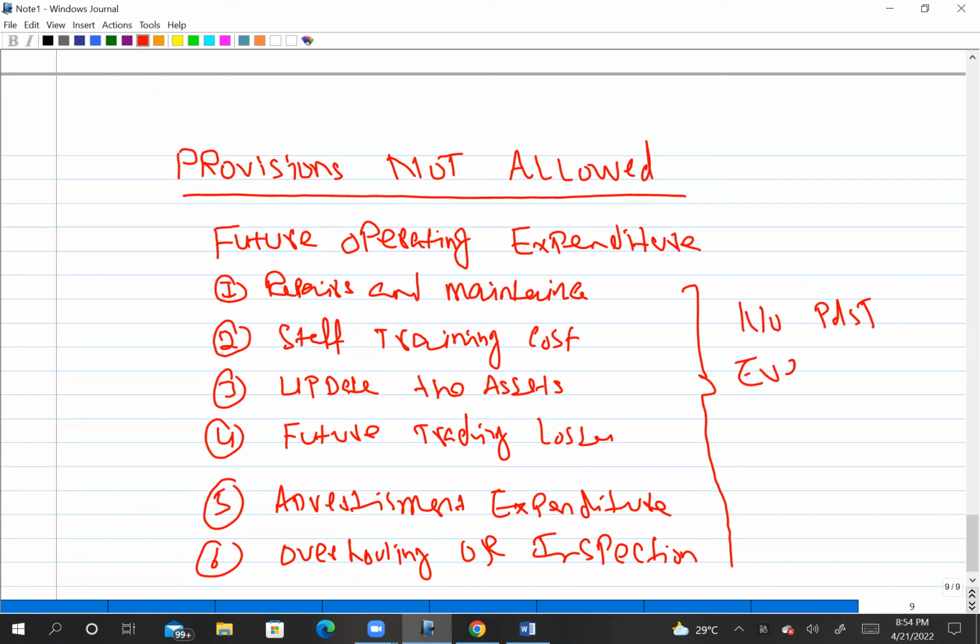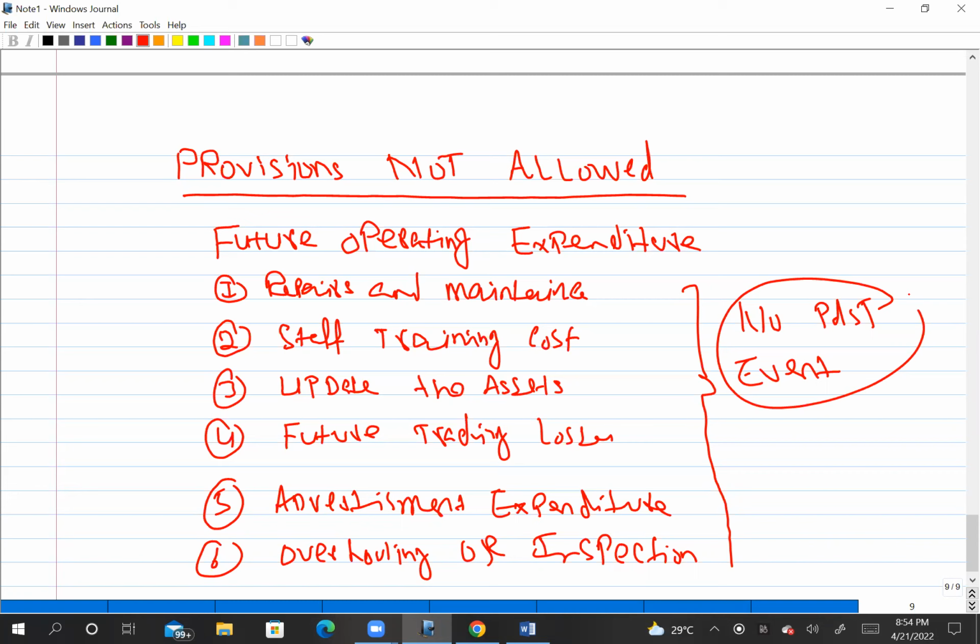There is no past event in all these examples. Repairs will be done in the future. Staff training costs will be incurred. Updating will be done. Future trading losses are a future event. Advertisement cost will be incurred in the future. Overhauling or inspection will be done. For such expenditure, the recognition of a provision is not allowed.